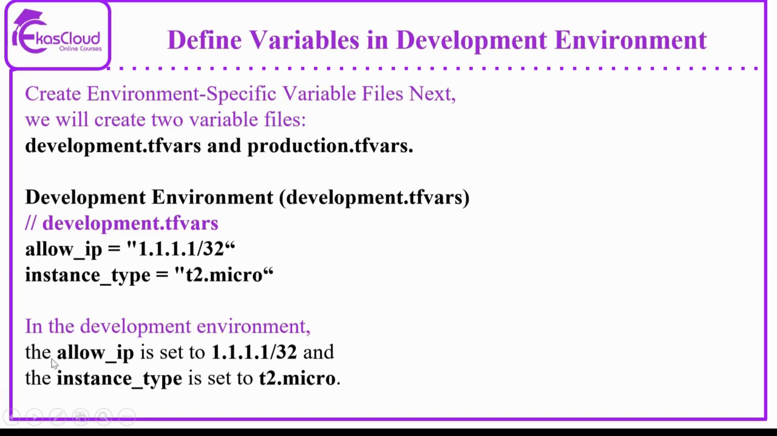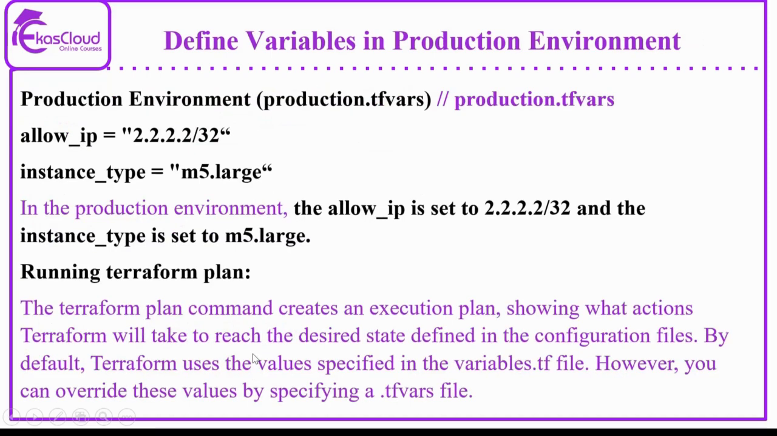In the development environment, the allow_ip will be set to 1.1.1.1/32 and the instance type is set to t2.micro. Now I'm going to explain how to define variables in the production environment. For the production environment, I'm going to create the production.tfvars file. Here I have to specify the key as allow_ip. The value will be 2.2.2.2/32. For instance type, I'm going to use m5.large. In the production environment, the allow_ip is set to this IP address and the instance type is set to m5.large.